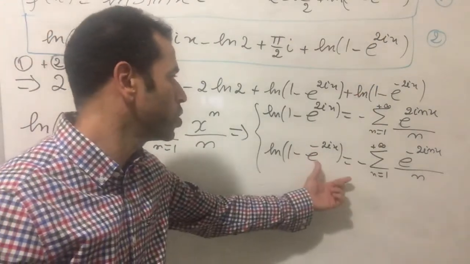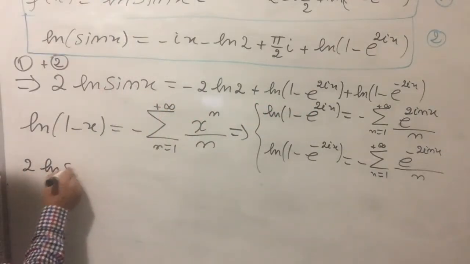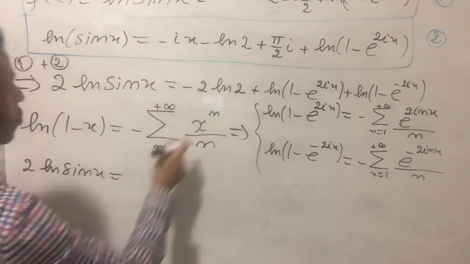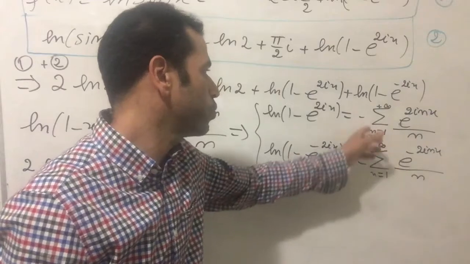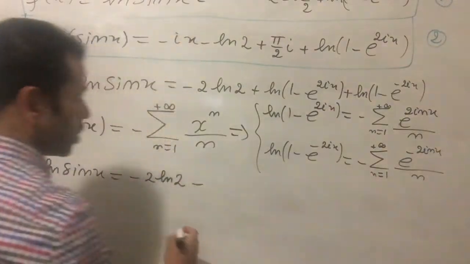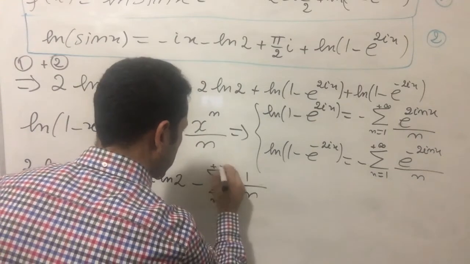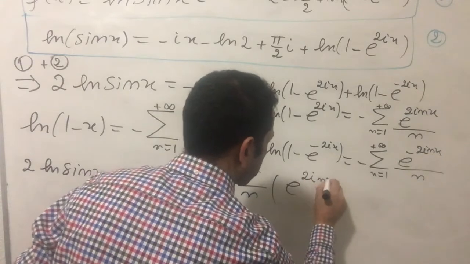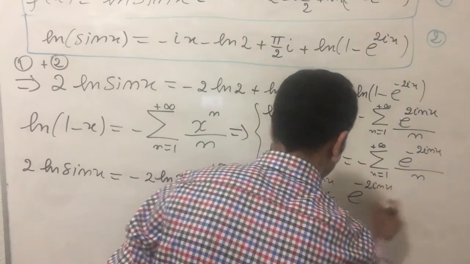Okay, I'm going to put these two terms into the original equation. 2 times natural log of sine of x equals minus 2 natural log of 2, and I'm going to put minus the sum of 1 over n as a common factor of both terms. I will have minus the sum, as n goes from 1 to plus infinity, of e to the 2inx plus e to the minus 2inx.